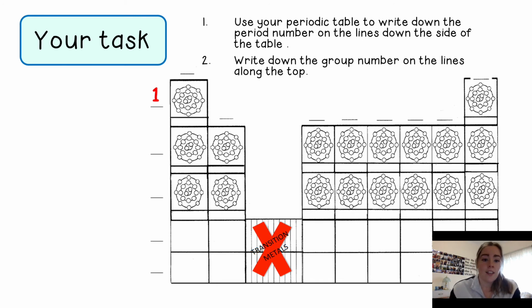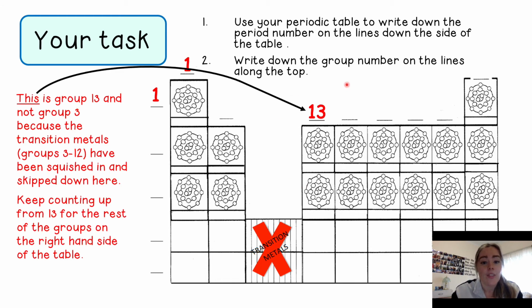Step 2 is write down the group number. So the groups are the columns. You would have group 1 here, group 2, then you've got your break for transition metals, and again they are groups 3 to 12. So then your next group will be 13, and I've just written here how I've gotten 13 rather than 3 because I recognise that it can be kind of confusing. It looks like it goes 1, 2, 3, but we do have all these groups in here that we're just not labelling. So 1, 2, 13, 14, and so on.